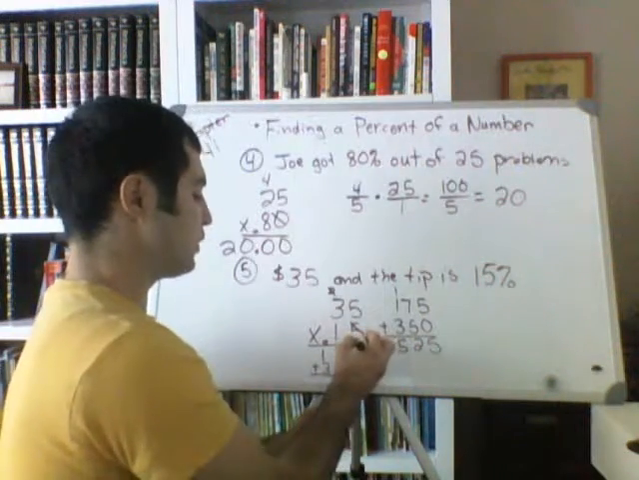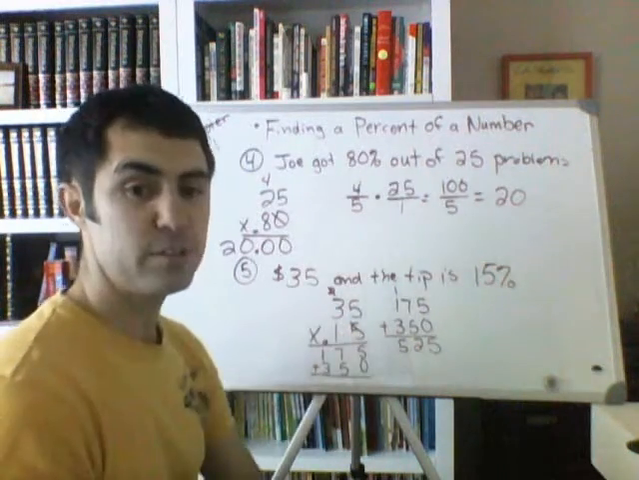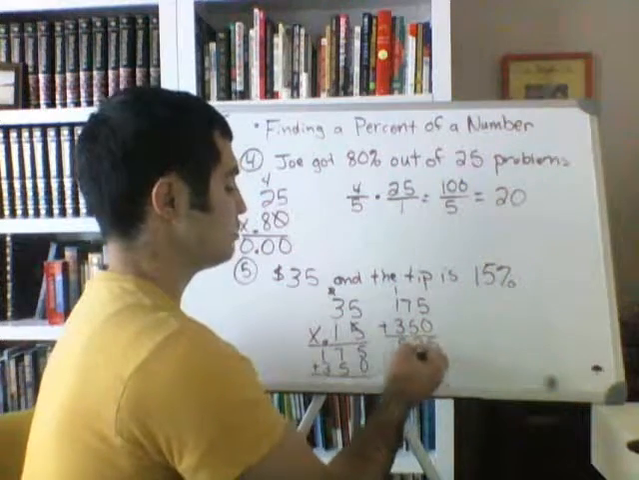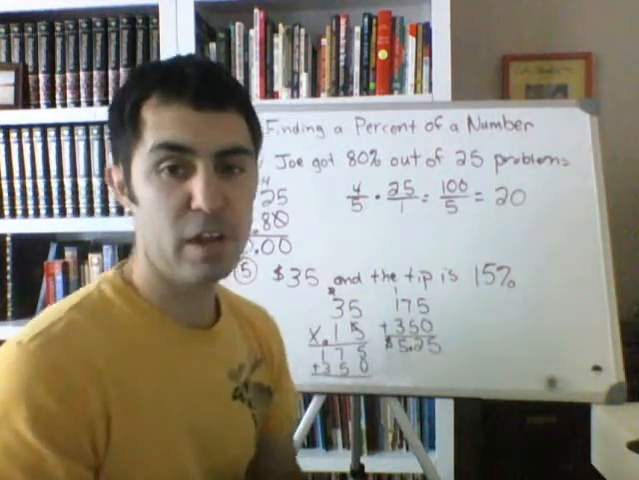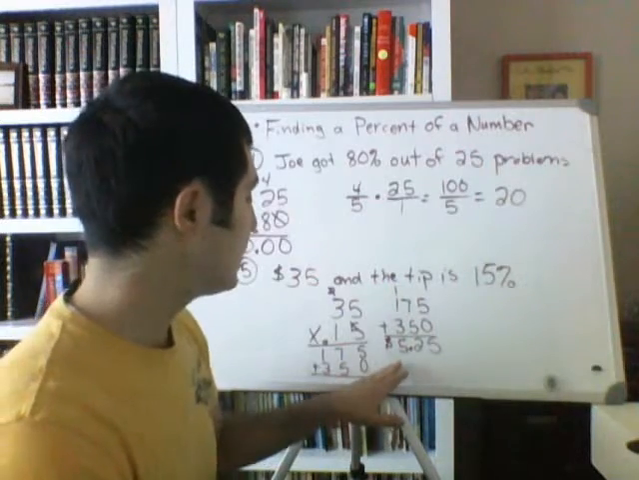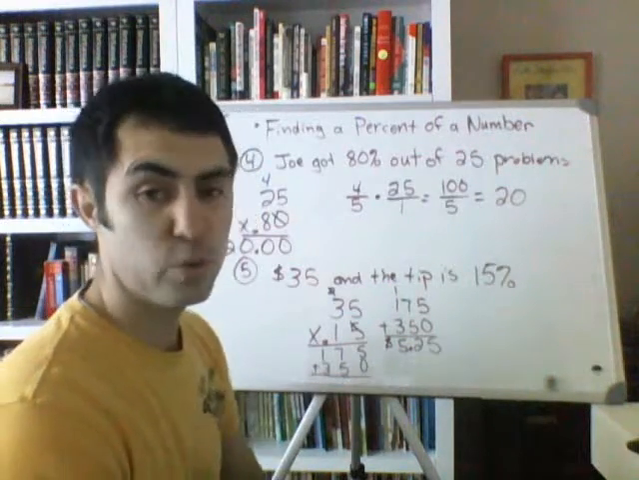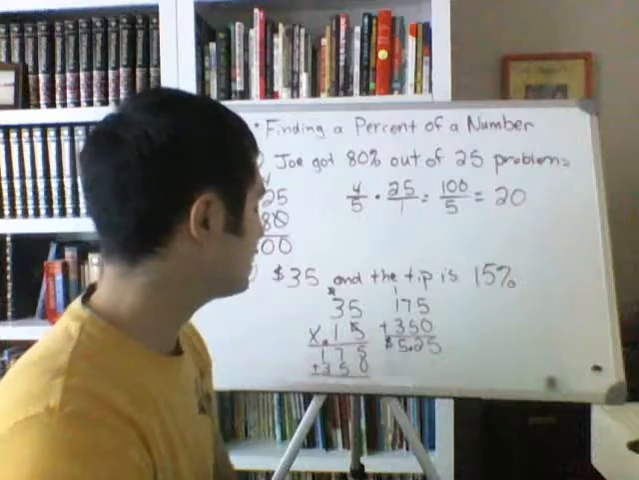Wrong. Make sure you don't forget that if the decimal is 2 places to the left, that means you got to take the decimal 2 places to the left there. That makes a lot more sense, giving a $5.25 tip as opposed to a $525 tip. So be aware of this kind of stuff.